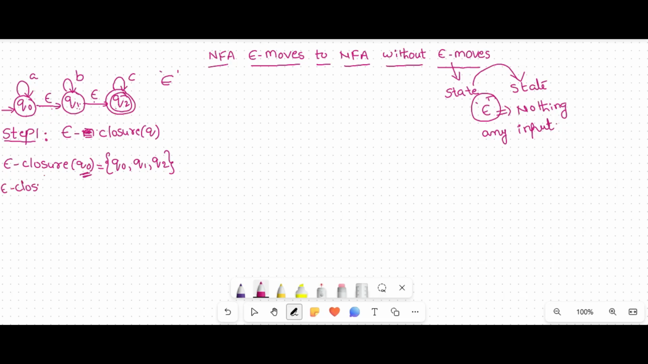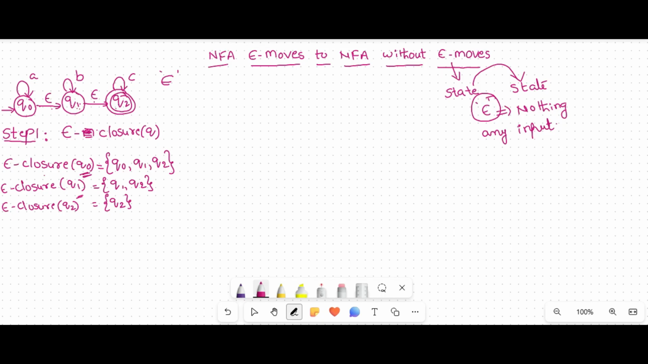Next, epsilon closure of Q1: starting from this state, Q1, with epsilon transition it goes to the Q2 state. So Q1, Q2. Next, epsilon closure of Q2 equals Q2. Like that, in step 1, epsilon closure of each and every state we have to find out.